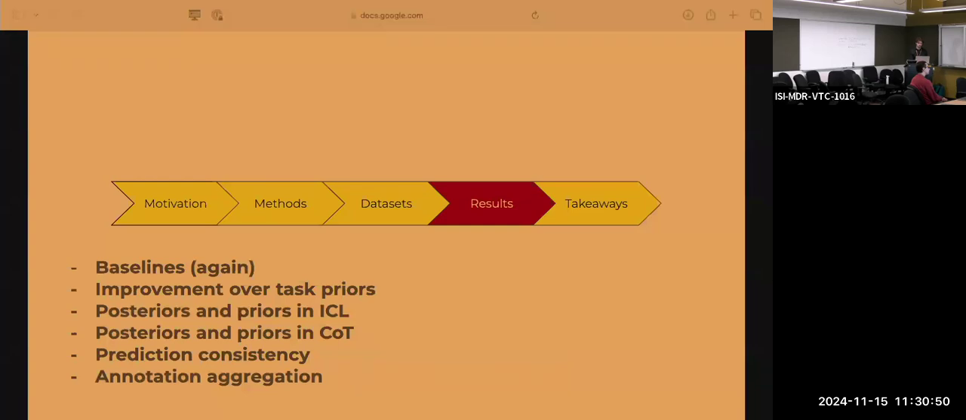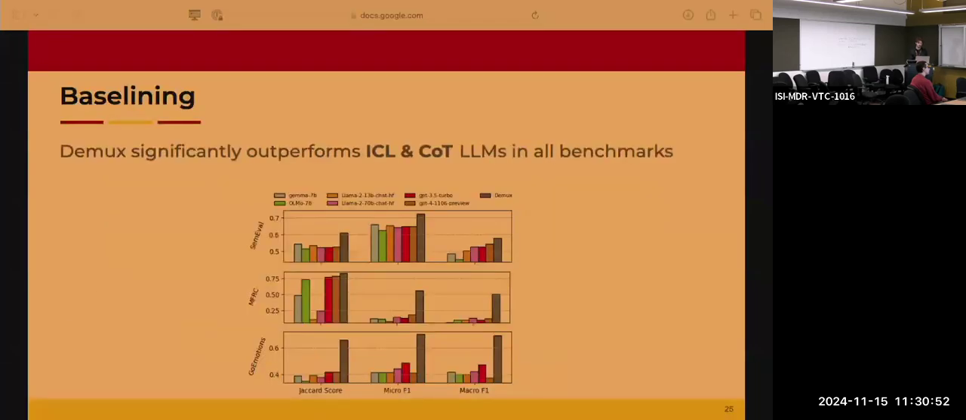So first of all, the baseline, we can see that DMOOC significantly outperforms models in in-context learning and chain of thought in all benchmarks. Again, the BERT-based model is the final gray bar. And you can see that in every setting, it's clearly superior to all of the LLMs that we test with.